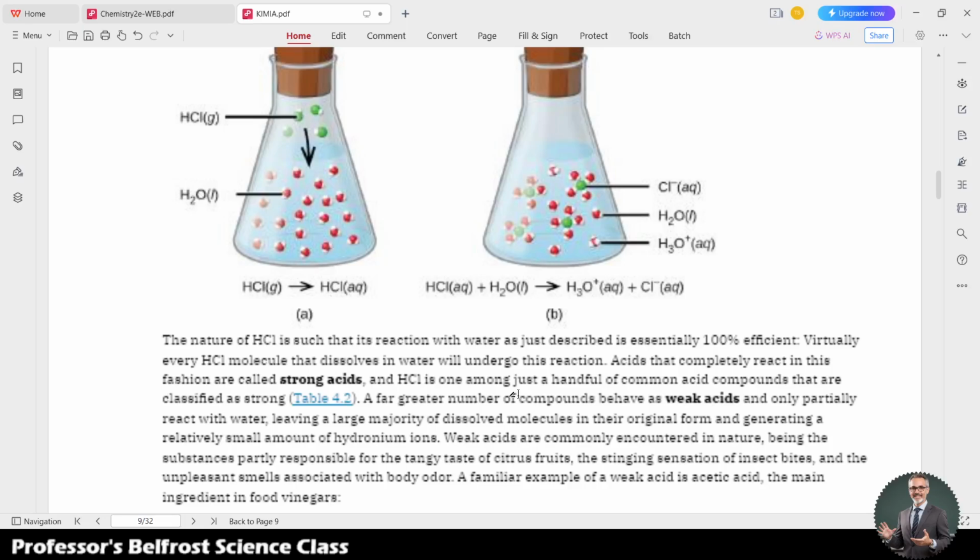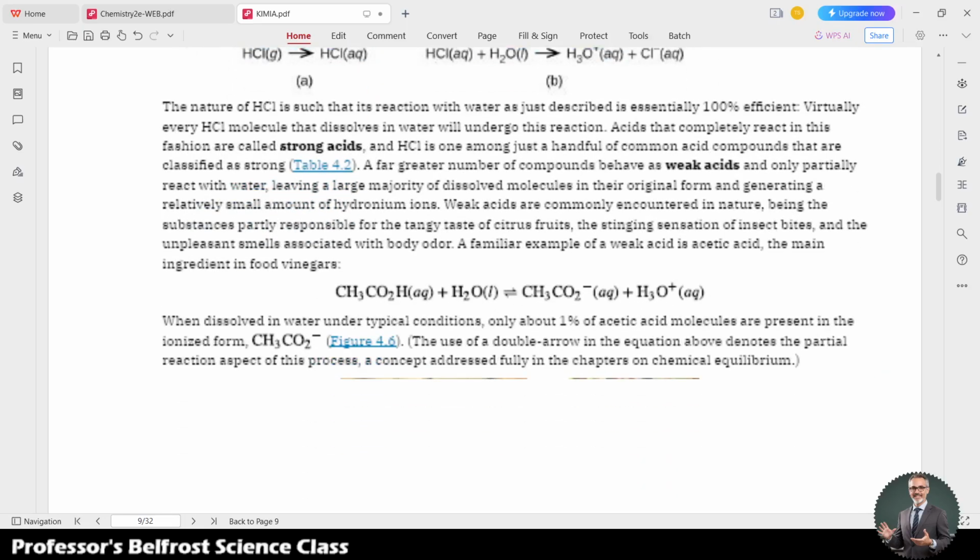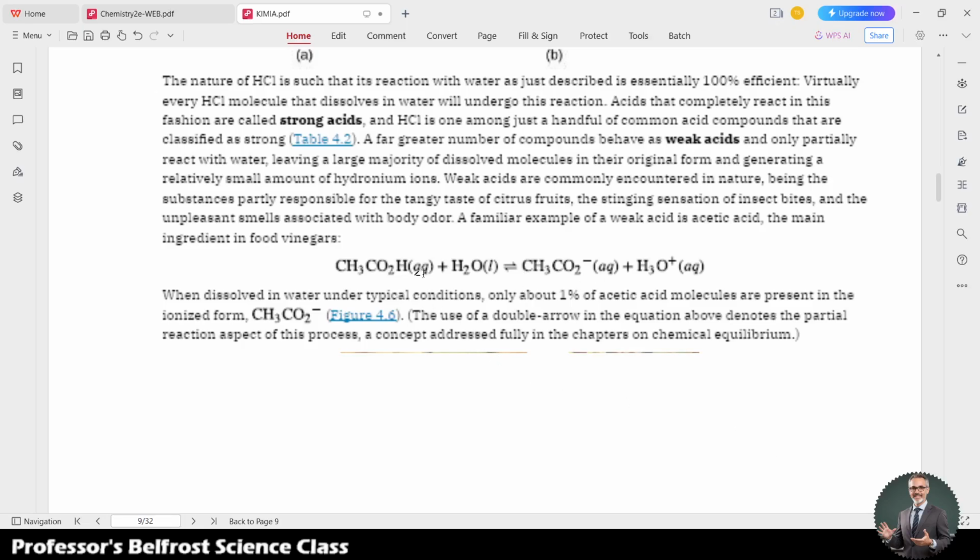But a far greater number of compounds behave as weak acids and only partially react with water. Weak acids are commonly encountered in nature. For example, we have acetic acid, which will react with water.